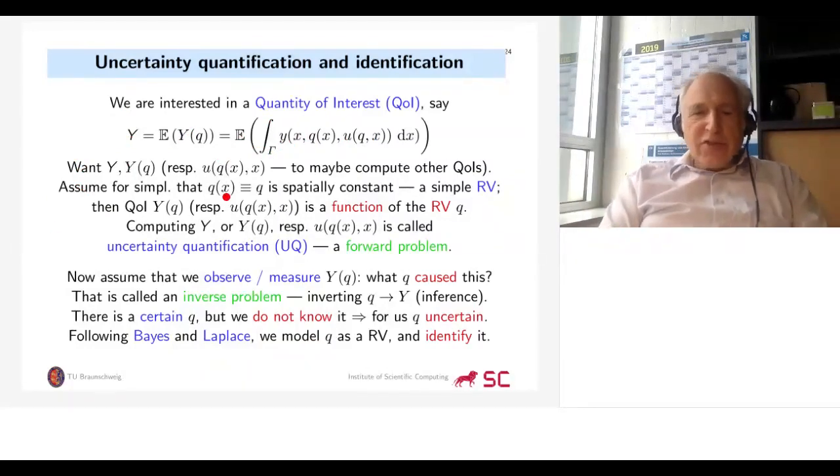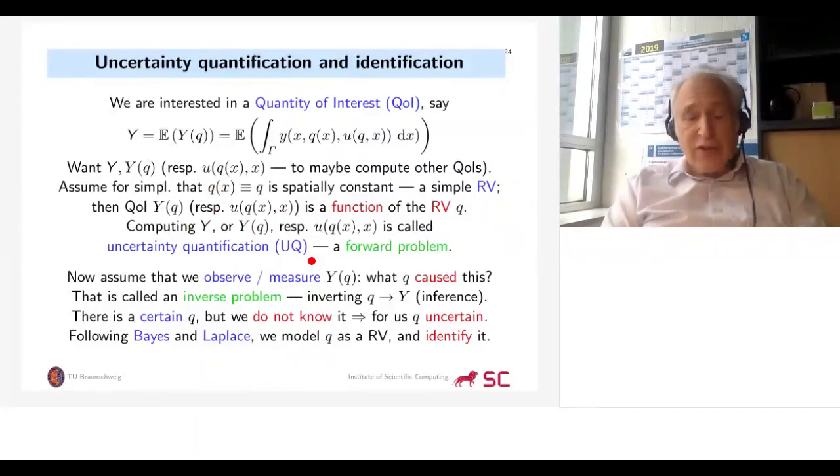Good. So if you assume that it's spatially constant, it would be just a random variable, and then this is a function of this random variable. So this is called uncertainty quantification. I take this as a random variable and you predict what this expected value is. This is uncertainty quantification, which we're going to be doing at the end of the day today.